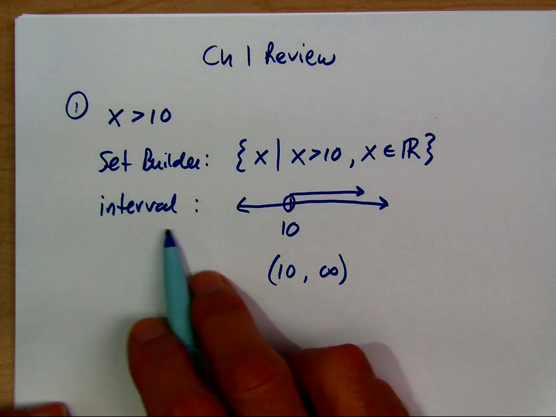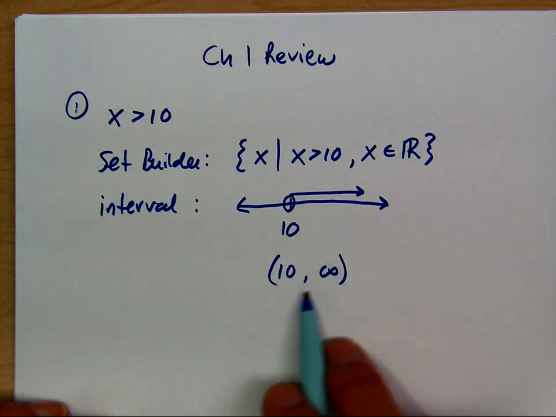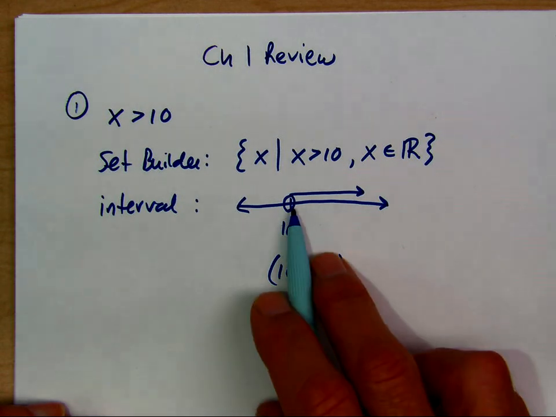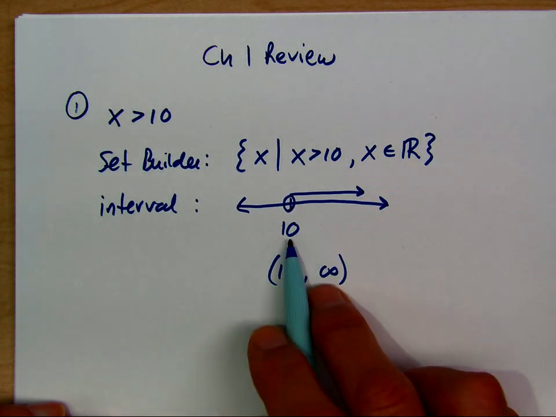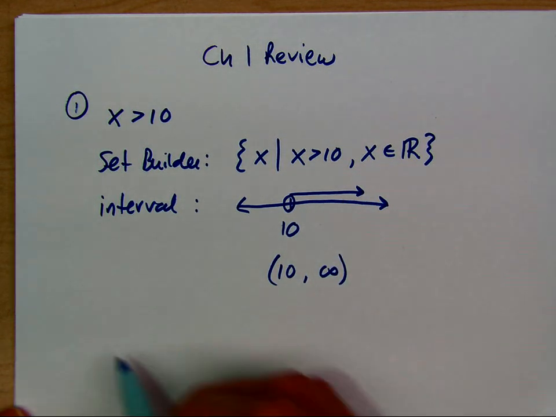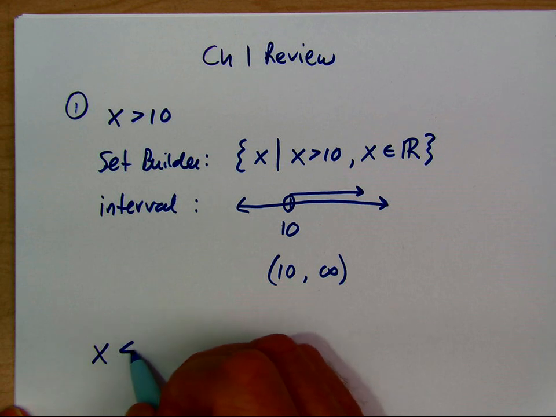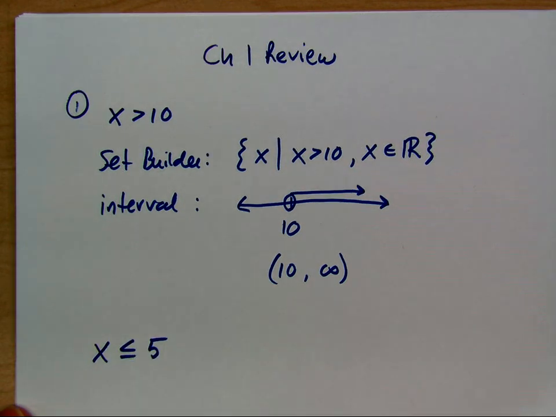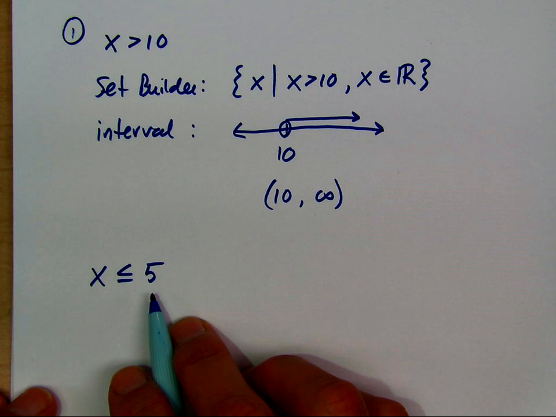Interval notation. Let's look at a number line. This is not interval notation. This is interval notation, but the number line helps you see what numbers are on the left and on the right. We're going to start at 10 and go to infinity, so we can see that. Okay, do the same thing for this problem. Pause the video and try this.